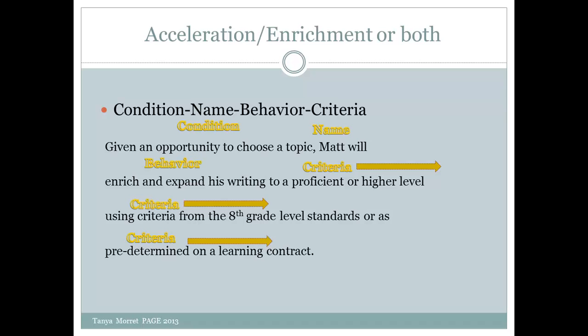If you remember in the previous slide, his conventions are really solid. So maybe in a learning contract, we might start to push his technical aspect of his writing to a higher level while maintaining the stylistic expectations that go with 8th grade. As you look at this goal, is this an acceleration, an enrichment, or a combination goal?